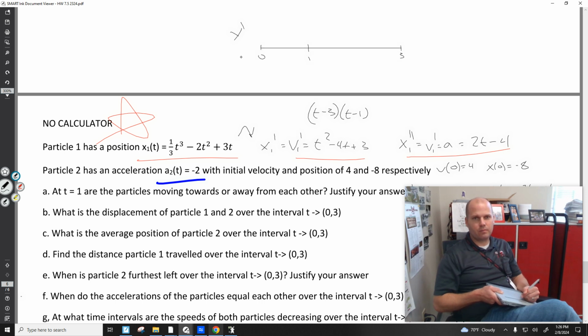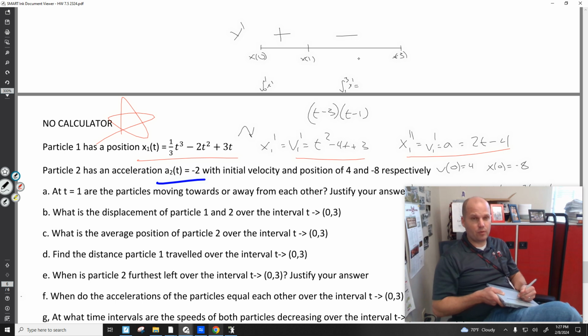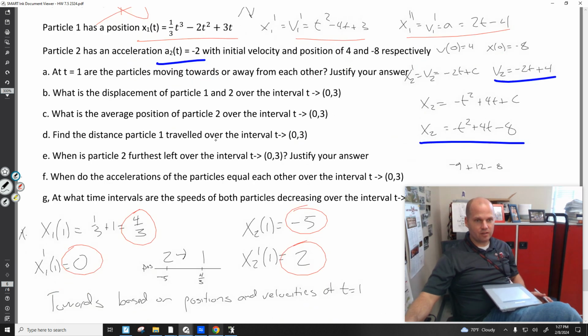We got 0. Here are my positions that I need to find, which will help me find my displacements, which will help me find, it's going to be a negative, so it'll be a positive, which will help me find my distance. How am I going to find these displacements from 0 to 1 and 1 to 3? I'm going to find my positions at 0, 1, and 3. I already found my position at time 3 was 0. I already found my position at time 0 is 0. All I need is my position at time 1, which I found earlier.